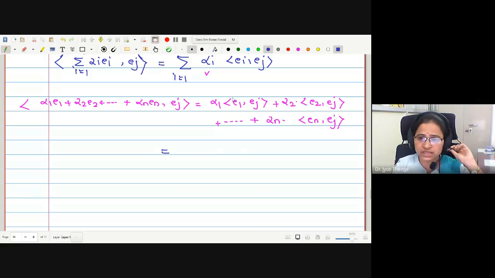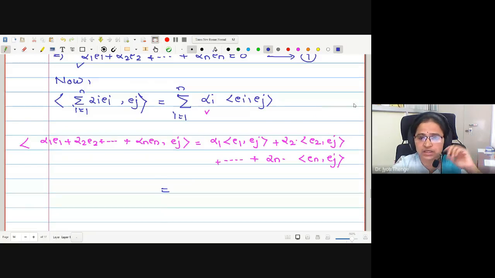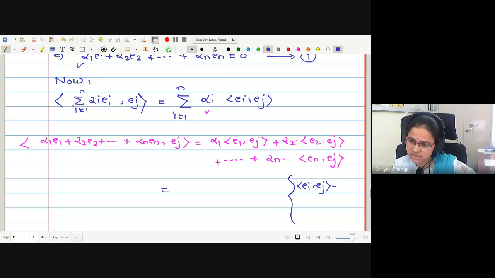Continuing the previous step, what is the inner product of ei with ej? According to the property, we know ei's are orthogonal to ej's for i not equal to j. Therefore, I'll write here: the inner product of ei with ej is equal to 0 for i not equal to j, and what for i equal to j? It is 1 for i equal to j.